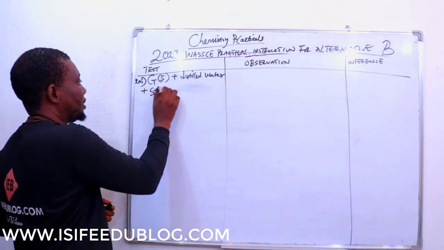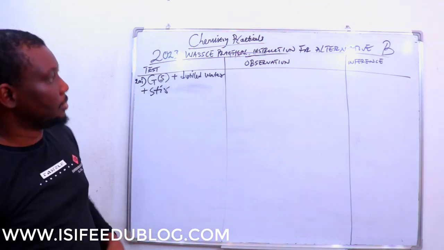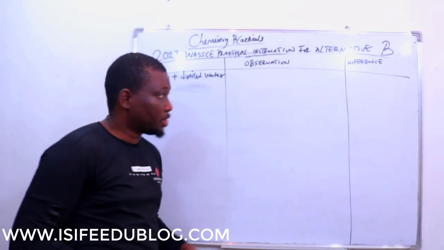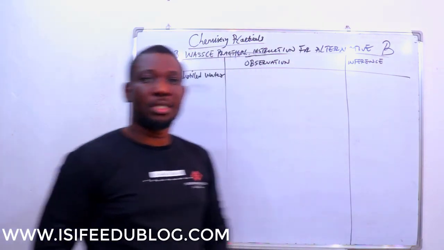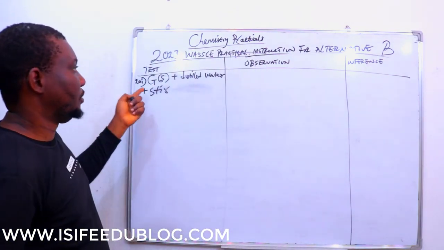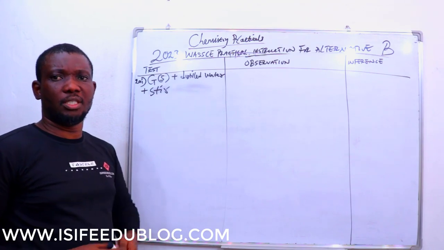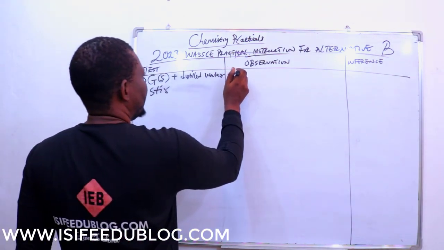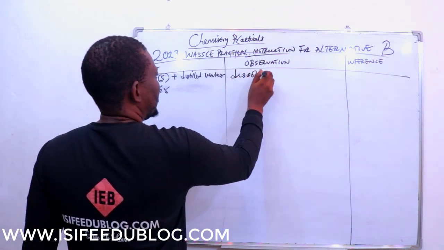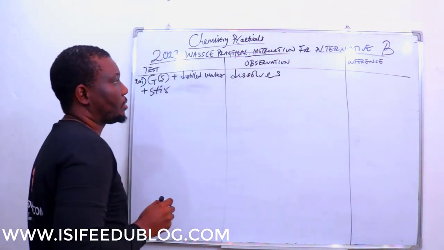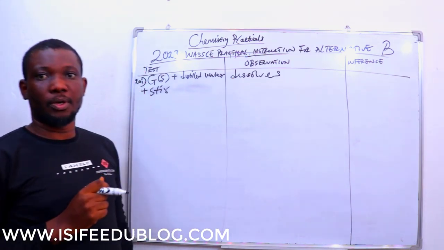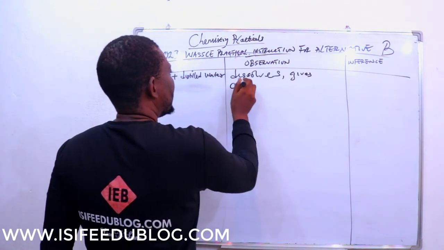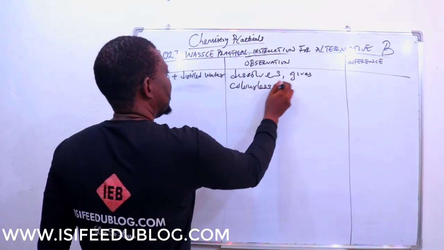Let's see the words that are most often used. What's going to be our observation? Make sure the observation is as brief as possible. So if G dissolves, you say it dissolves. If G does not dissolve, you say it does not dissolve. But basically, salt will dissolve. So right here, dissolves, gives colorless solution.